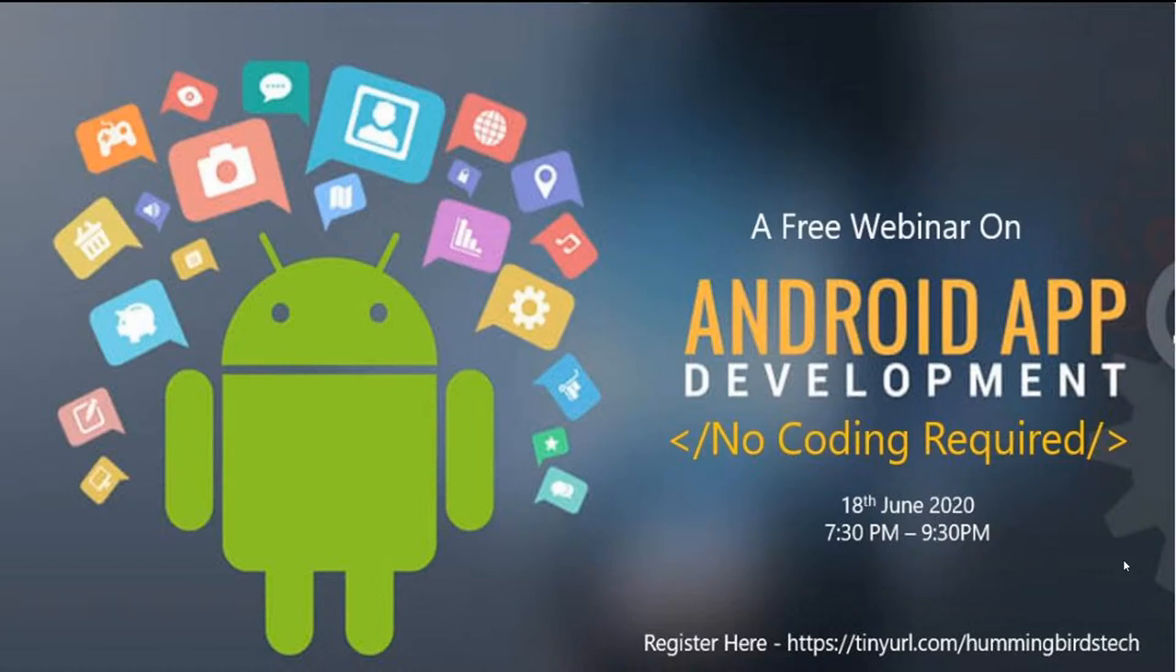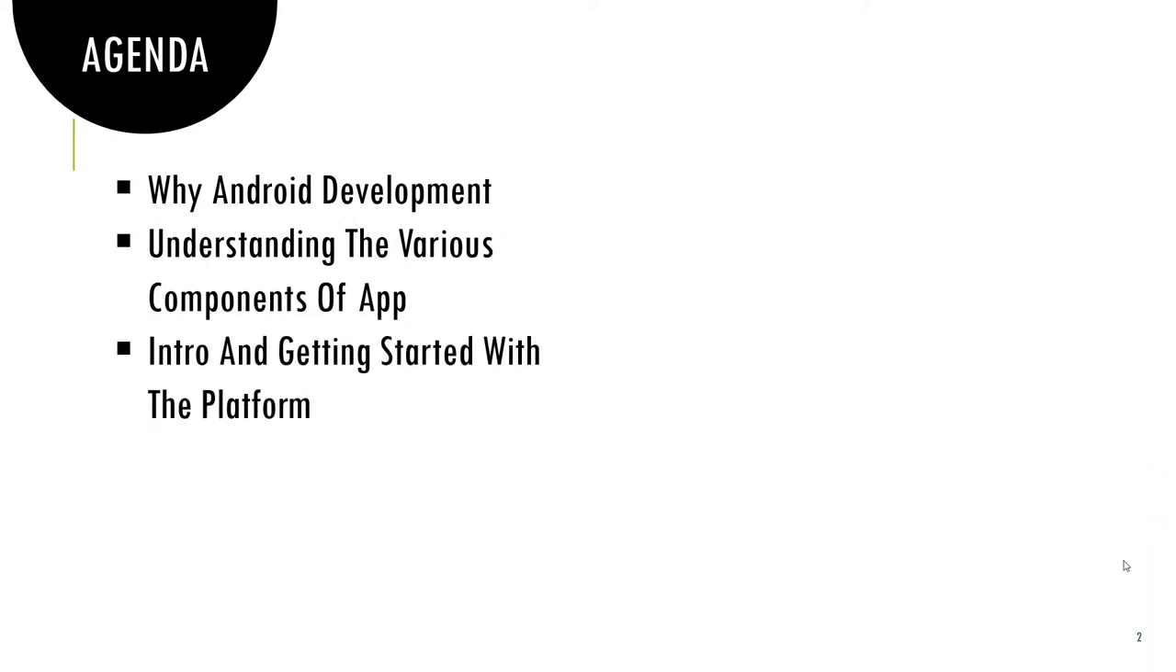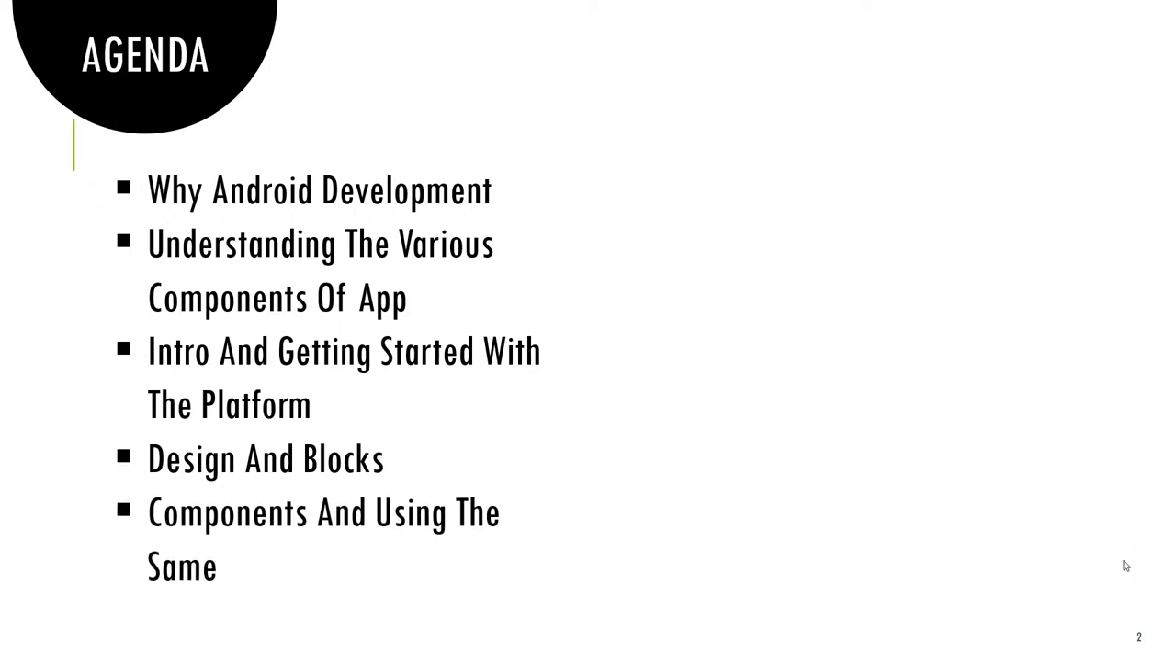So the title is Android app development with no coding required. We'll see our agenda for today. We'll see why we need Android development. We'll understand the various components of an Android app. Then we'll see an intro to the platform which we are going to use to create our applications without using any code. We'll understand the design and the blocks, and how the application works behind the scenes, that is, a sequence of instructions and how those are utilized and made to work using the blocks. We'll see components and how to use them.